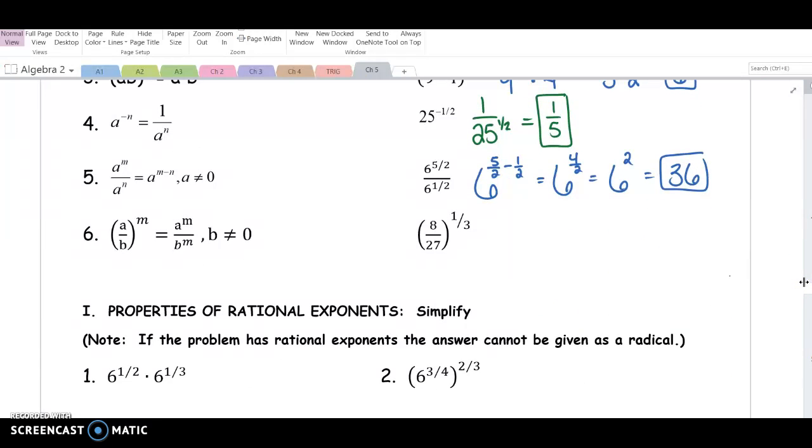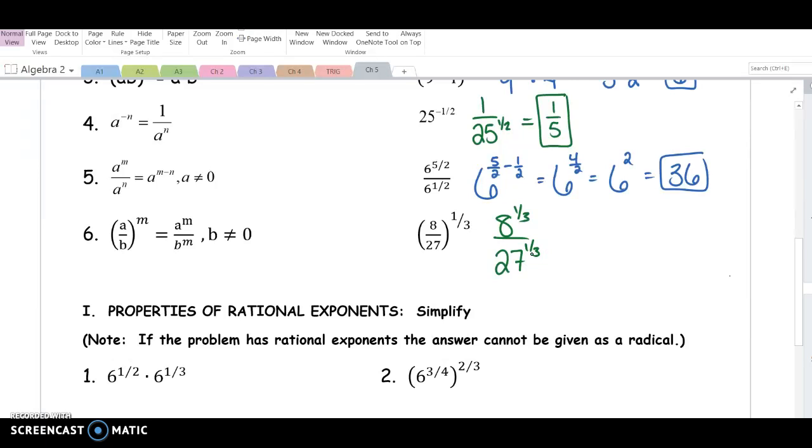Number 6 is very, very similar to number 3. If you have division inside the parentheses raised to an exponent, you can apply that exponent to everything inside the parentheses. So this would be 8 to the 1/3 divided by 27 to the 1/3.